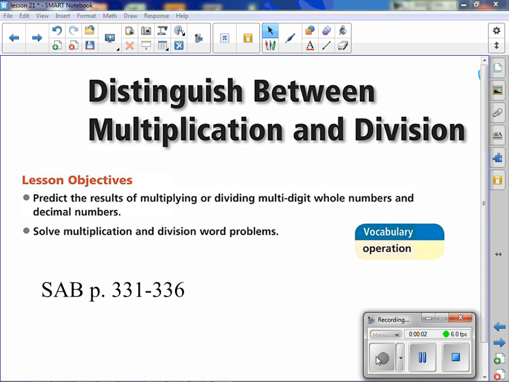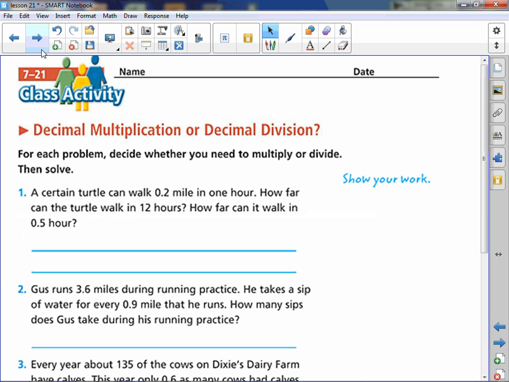All right, tonight we're going to be doing Unit 7, Lesson 21. We're just distinguishing between multiplication and division. So we're going to talk about how you can predict the results of multiplying or dividing multiple digit or whole numbers and decimal numbers. And then we're going to solve some multiplication and some division word problems. So part of that will be deciding, is this a multiplication situation or a division situation? You need SAB page 331 to 336.